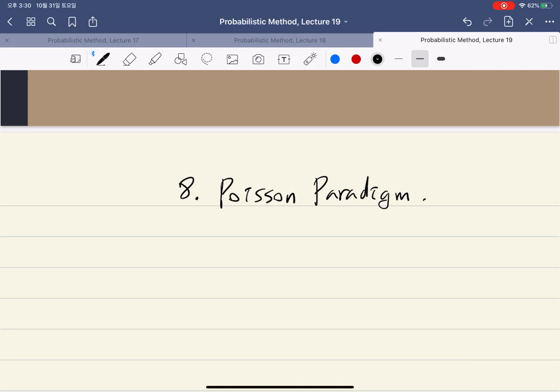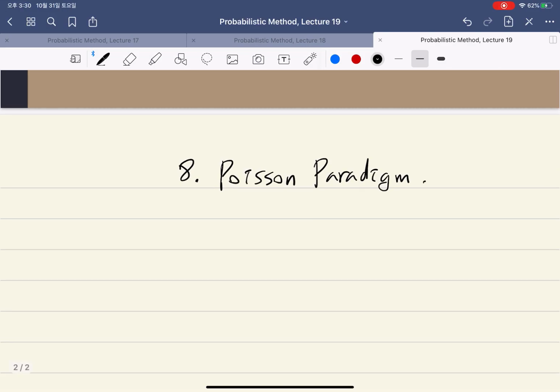So now we will move to the next chapter. So what's this Poisson paradigm? What is Poisson?